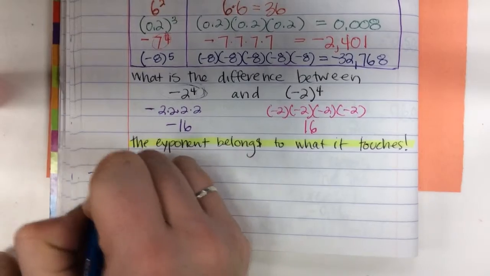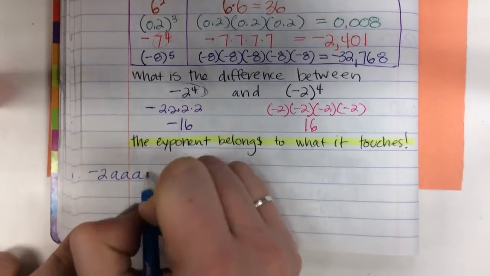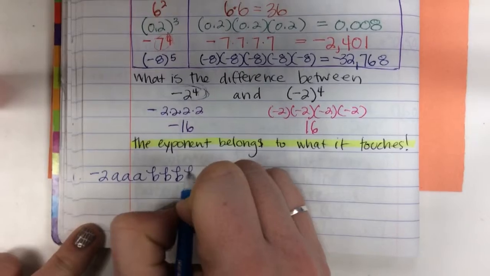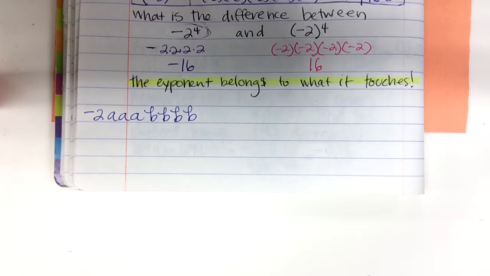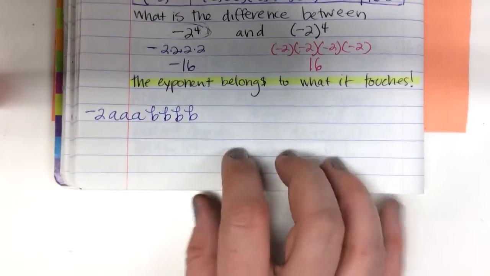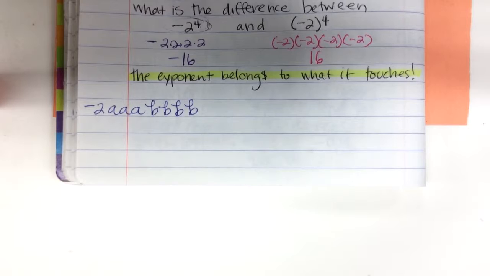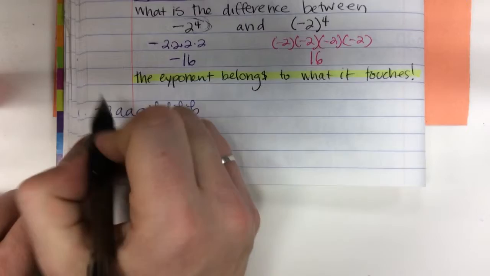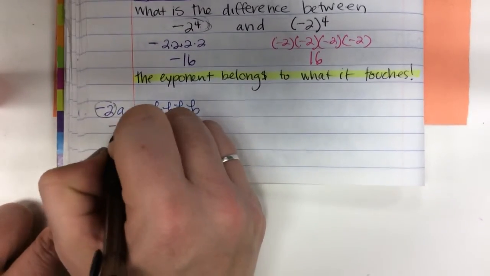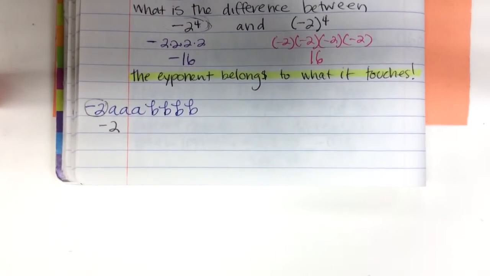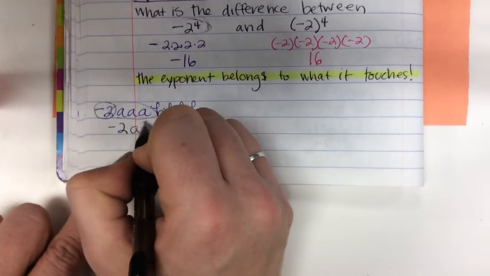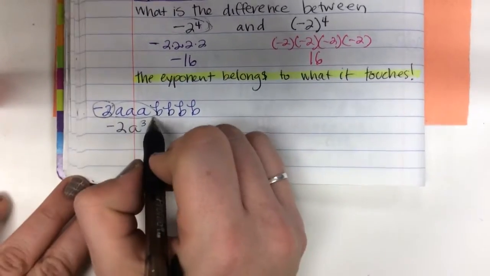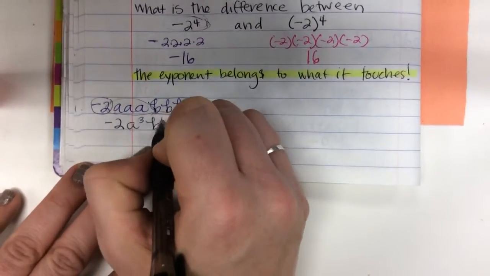How would you write this problem using exponents? Negative 2's all alone. How many A's are there? So A to the 3rd. And how many B's are there? B to the 4th.